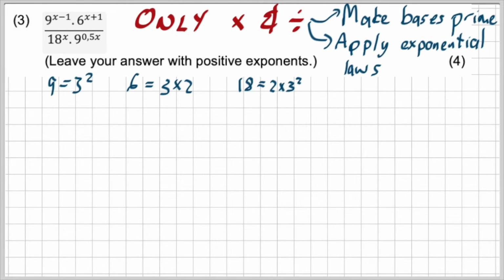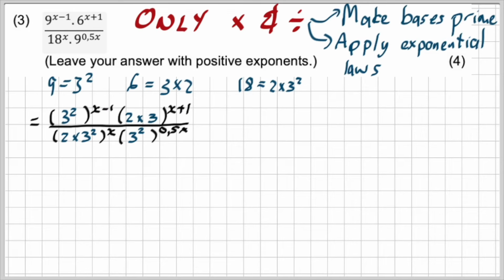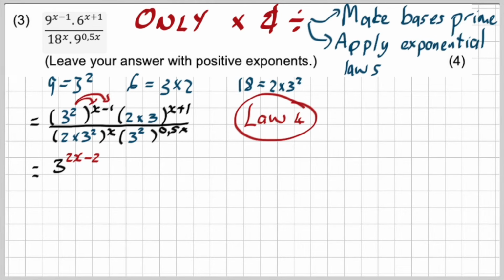So I'm going to change the 9 into 3 squared, the 6 into 3 times 2, the 18 into 2 times 3 squared. For the sake of time, I'm just going to show you how I substituted them in. So in the place of the 9s, I put 3 squared in brackets. In the place of the 6, I put in brackets 2 times 3. And now I need to distribute that 2 into the x minus 1, okay? And do the same with all the other exponents, because that is law 4.